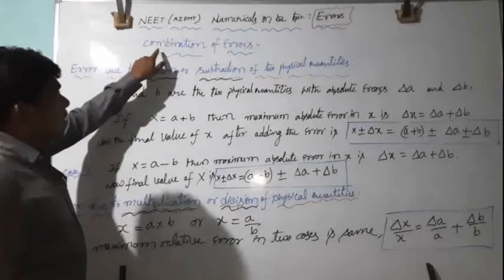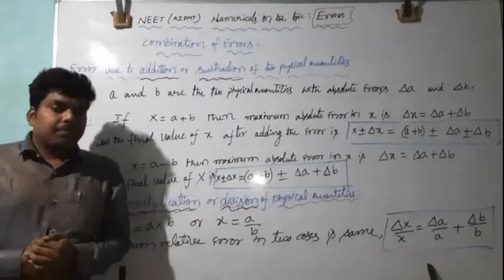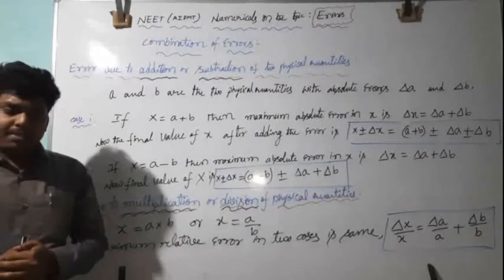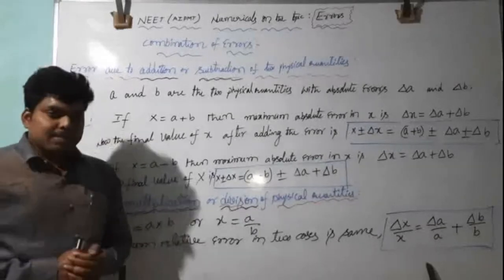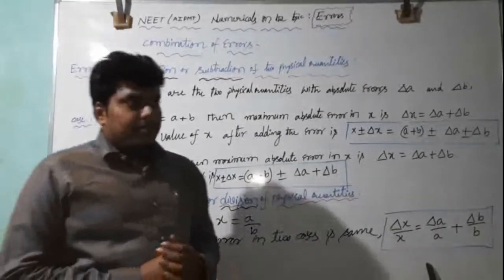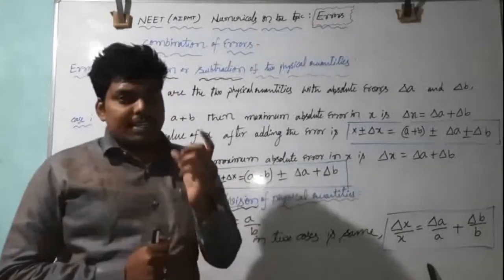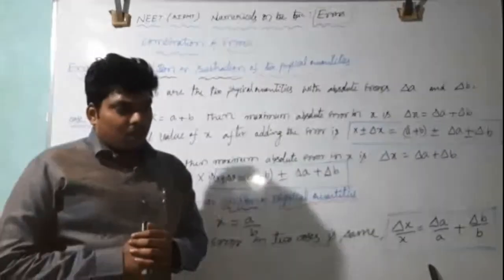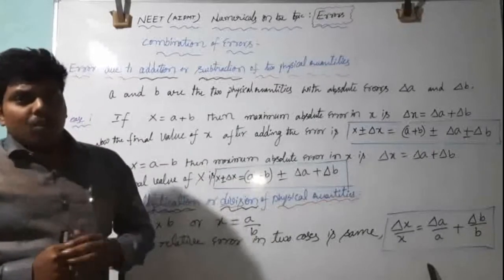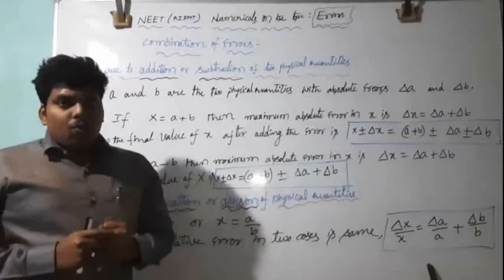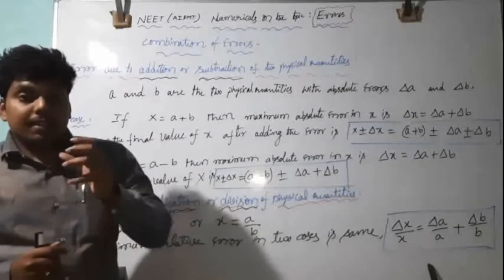Now, the combination of errors. Combination of errors means, we know the definition of velocity. Velocity is the rate of change of displacement. The formula is velocity is equal to displacement by time. While measuring the displacement, we have a certain error, and while measuring the time also we have a certain error.